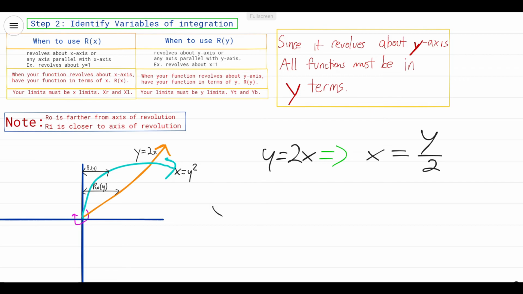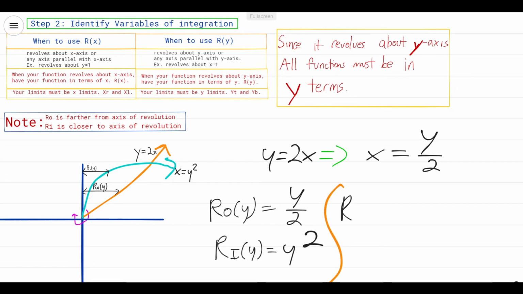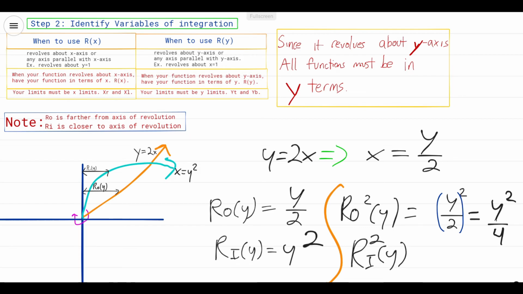So now we can start to identify what we have. So the outer radii of y is equal to y over 2 in terms of y. The inner radii of y is equal to y squared. And now when we square these, because we need to square them for the integral, we get y over 2 squared, which is y squared over 4. And the inner radii squared, when we square it, is y squared squared, which is y to the 4th power.